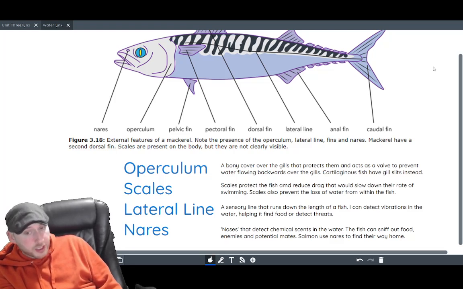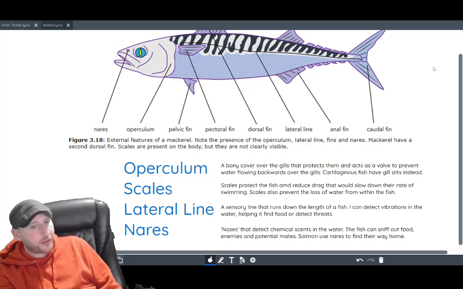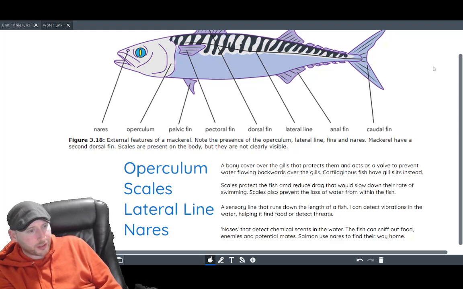These scales also prevent water loss from within the fish. We don't often think of fish having water within them, but of course they do. And it stops that water from excreting out into the ocean.